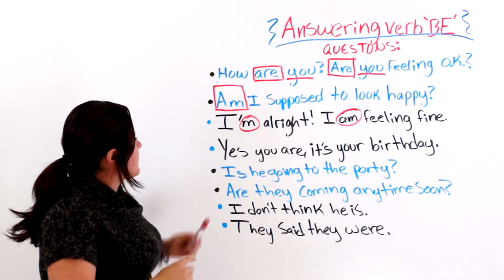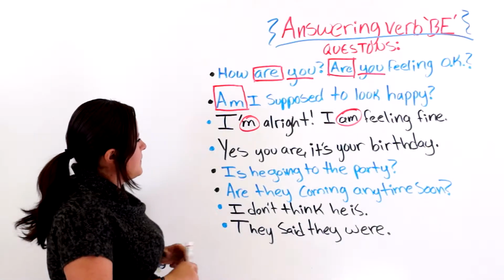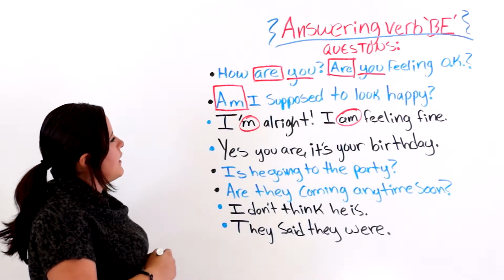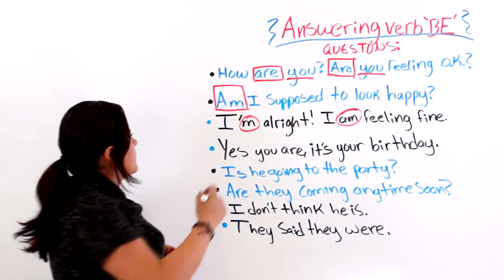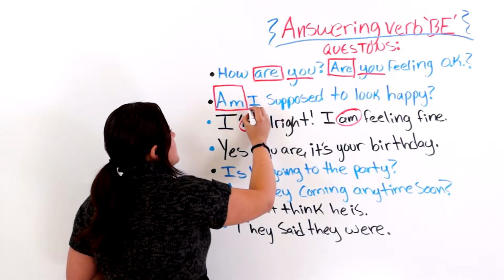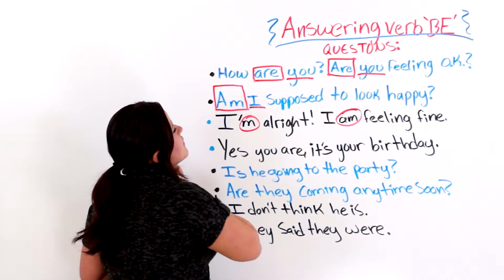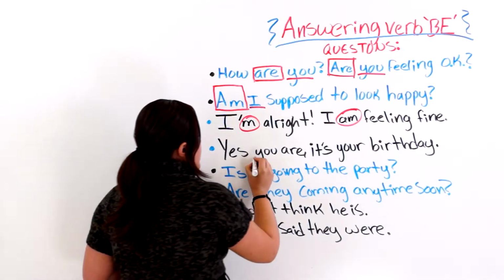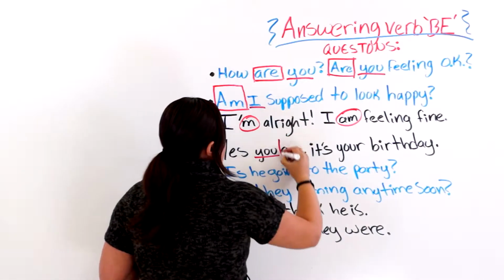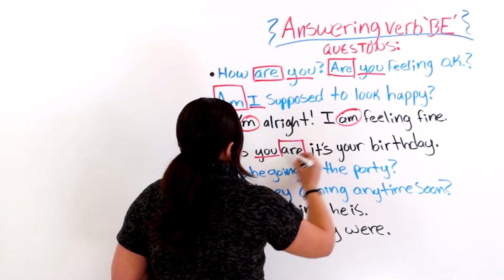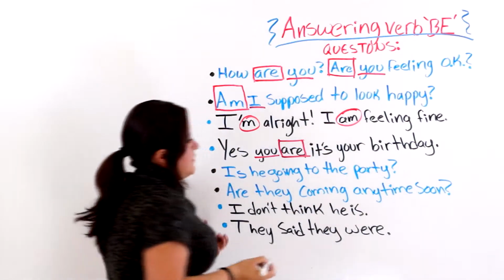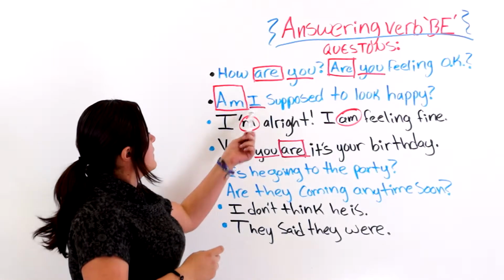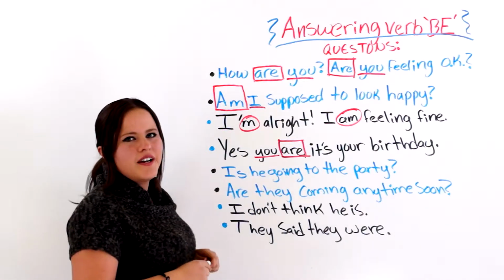Next one. Am I supposed to look happy? So somebody else is saying, is that person supposed to look happy? So you're gonna use you, right? Yes, you are. It's your birthday. Okay, well, that's just a compliment. Am I? You are. Okay?